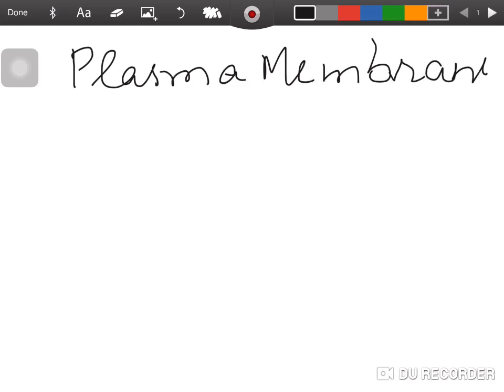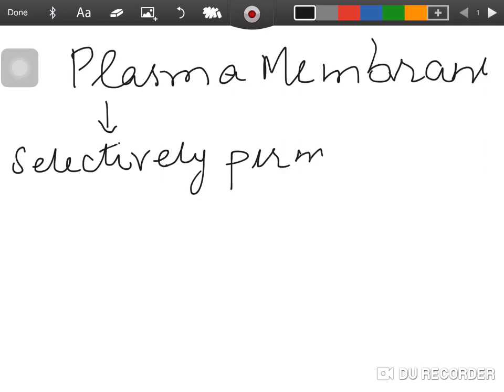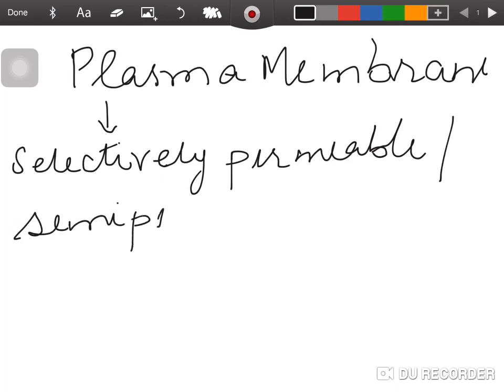Plasma membrane is also known as selectively permeable membrane, or this is also known as semi permeable membrane. What does it mean? What does this term semi permeable or selectively permeable mean? It means that it allows only the selective things to enter.